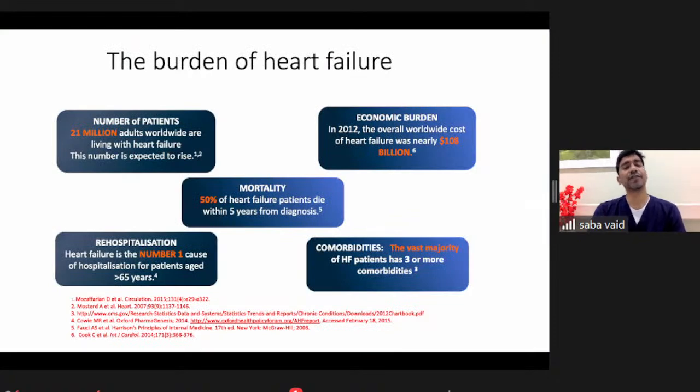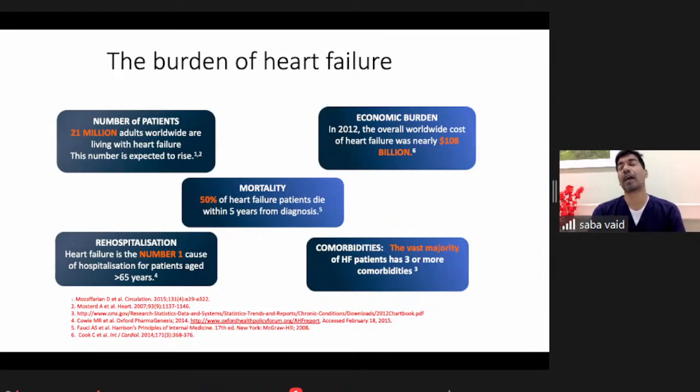Now, the reason we are talking about heart failure is that there are millions and millions of patients in the world who suffer from heart failure, some sort of heart condition which eventually leads to heart failure. Because of this, the financial burden on all parts of the world, whether it is a developed country or a developing country like ours, is very high. This leads to huge amounts of mortality and morbidity. There is data to say that almost 50% of those patients who are diagnosed with heart failure today will die in the next 5 years.